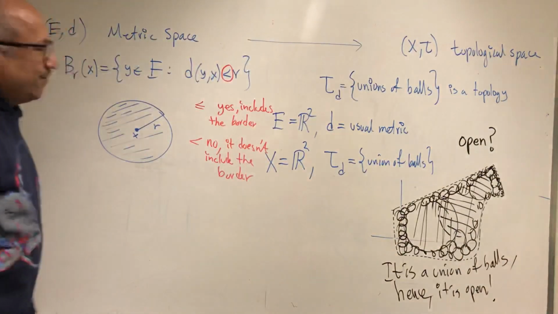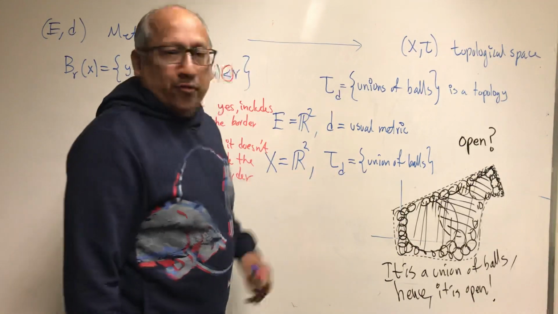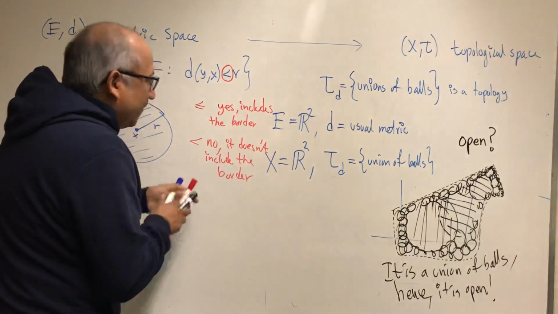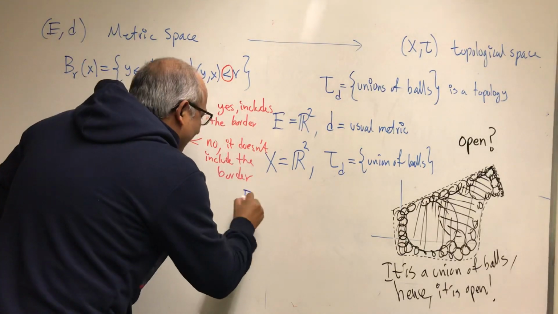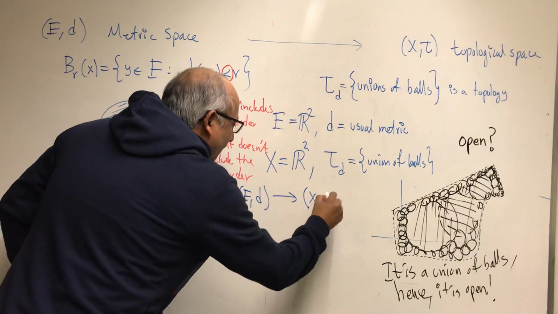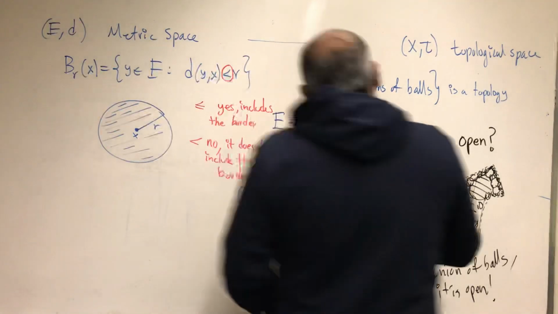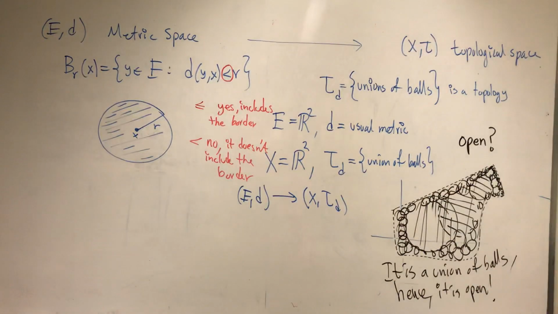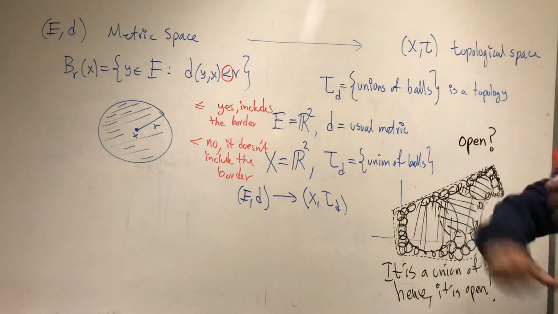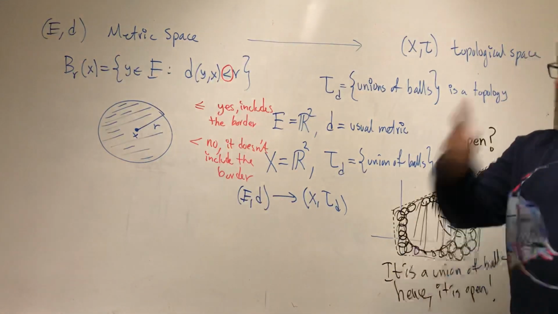You see what I mean? Those are the open sets. So this metric space generates this topological space. The metric space E, d generates the topological space defined by the union of balls. So that's how you connect both worlds. And this finishes the first 15 minutes video. Okay? Awesome possum.